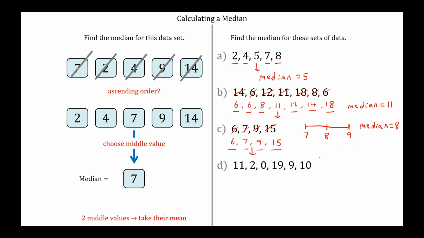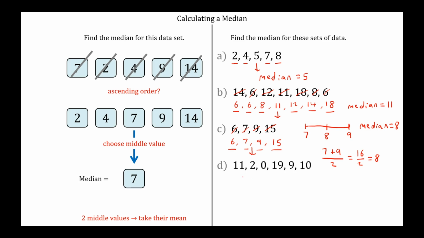And there's also another way to calculate this. If you have two middle values, you can just take the mean of those two middle values. So I can also alternatively add 7 to 9 and divide it by 2. So 7 plus 9 is 16, and 16 divided by 2 is 8. So that's the other way you can use to find the median.